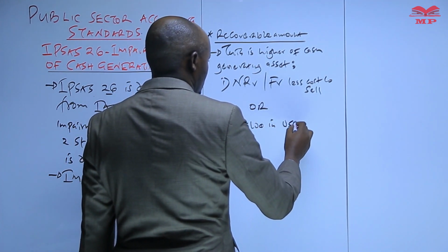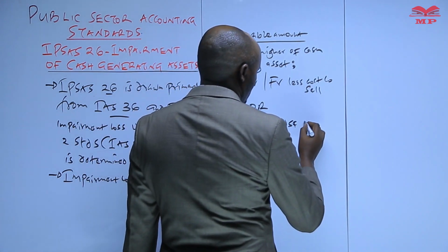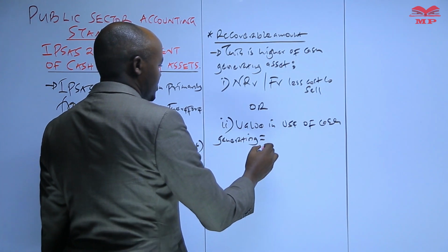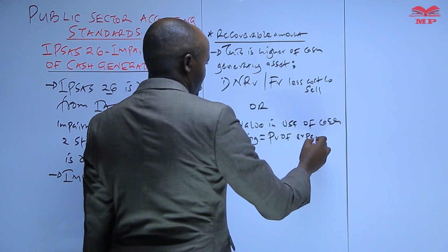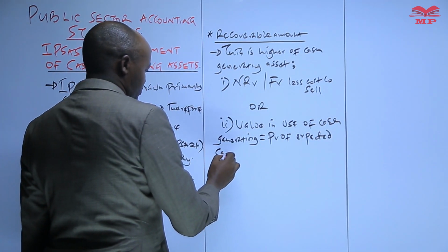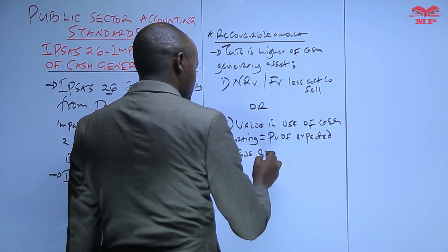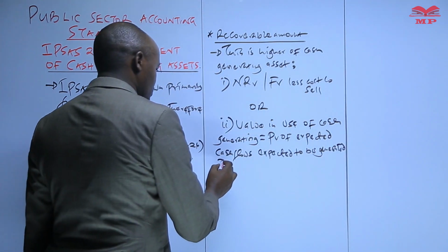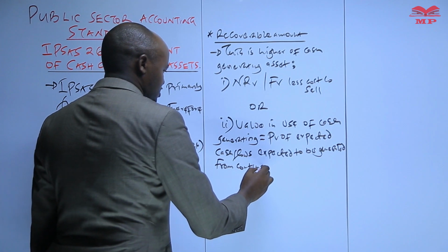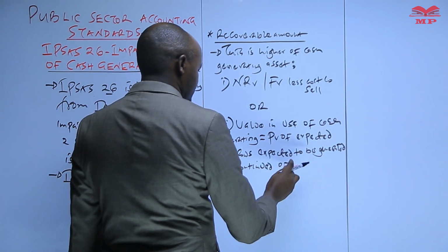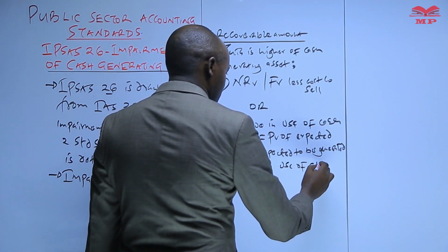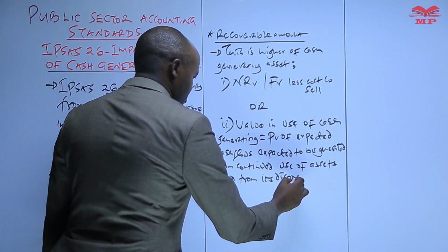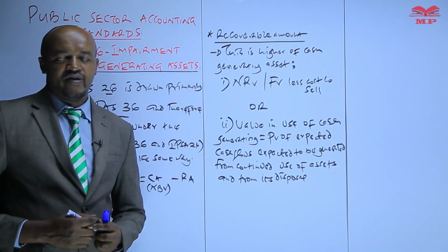The value in use. In this case, when we talk about the value in use of a cash generating asset, this is equal to the present value of the expected cash flows to be generated from continued use of the asset, and from its disposal. So that is how we define the value in use of a cash generating unit.